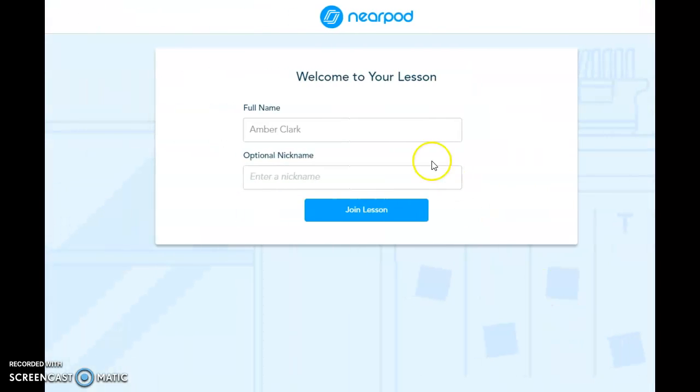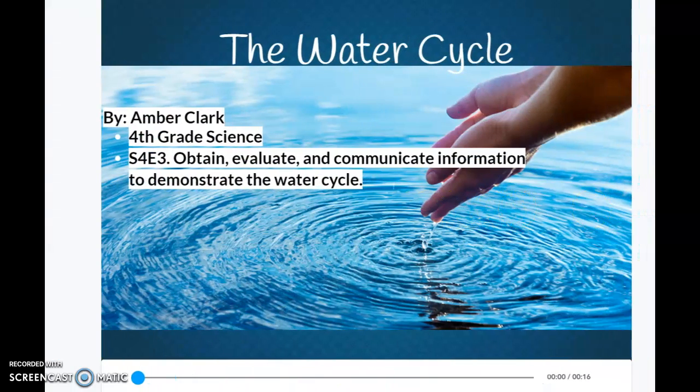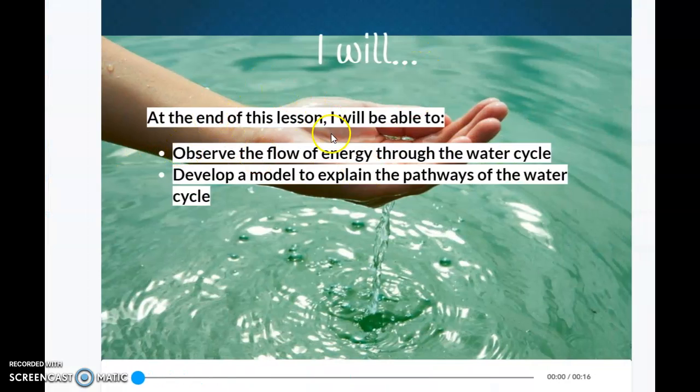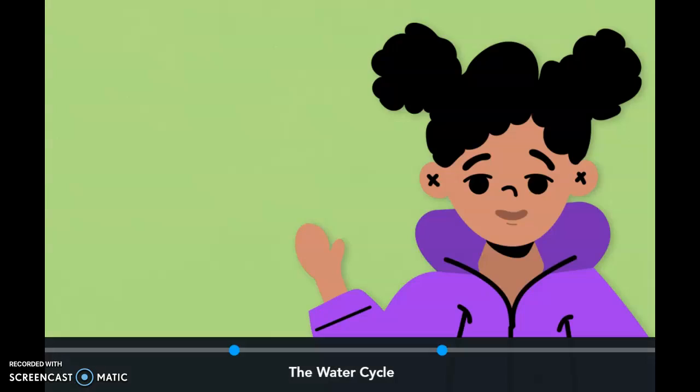And something else important that I wanted to mention is that each of these slides that contain text also include a recording to help those students that need that extra support.